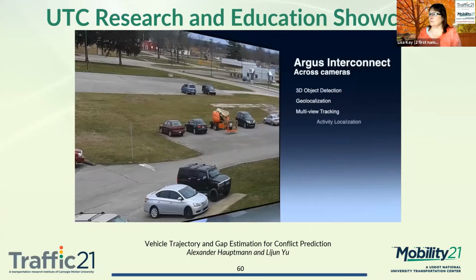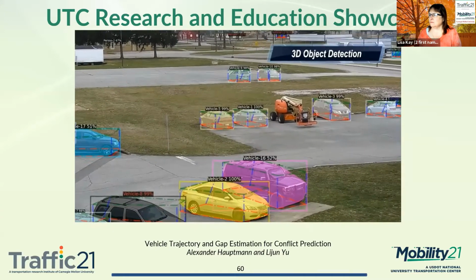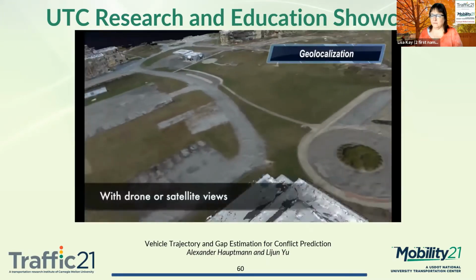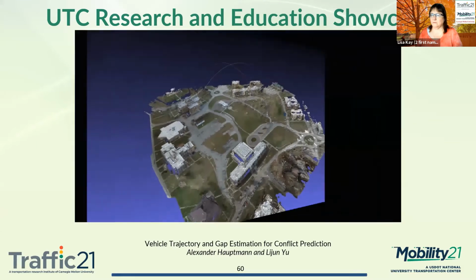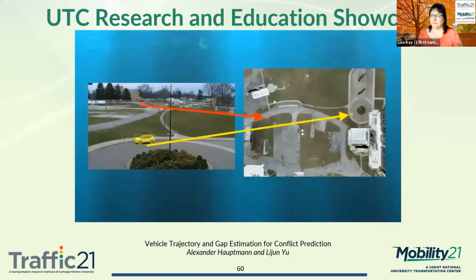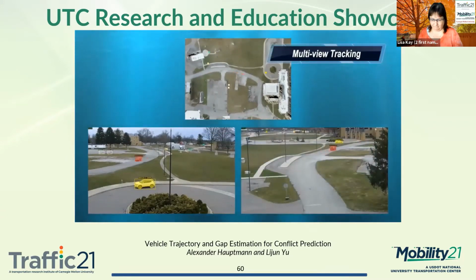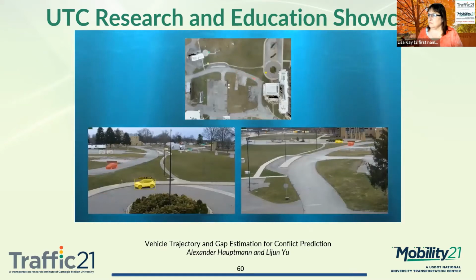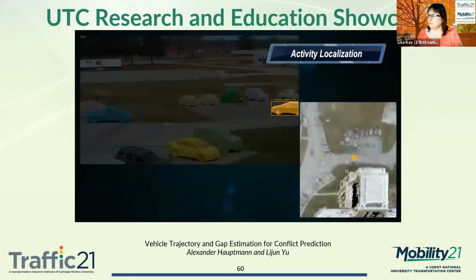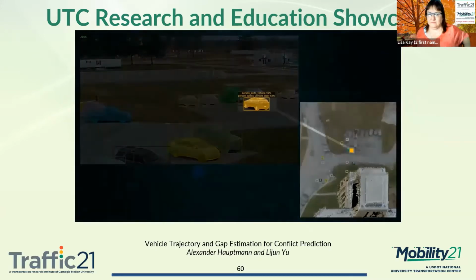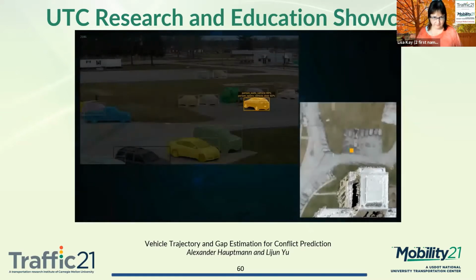Across cameras, Argus also supports 3D object detection, geolocalization, and so on. The 3D object detection locates the 3D location from a single camera, while geolocalization leverages drone or satellite views to project the ground location into the bird's eye view. Multi-view tracking allows multiple cameras to be used to track a single object to ensure coverage of viewing angles. Activity localization also projects the detected activities with the relative location of participants into the bird's eye view.